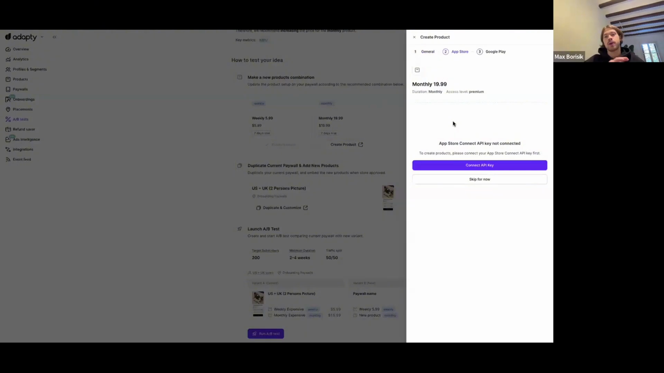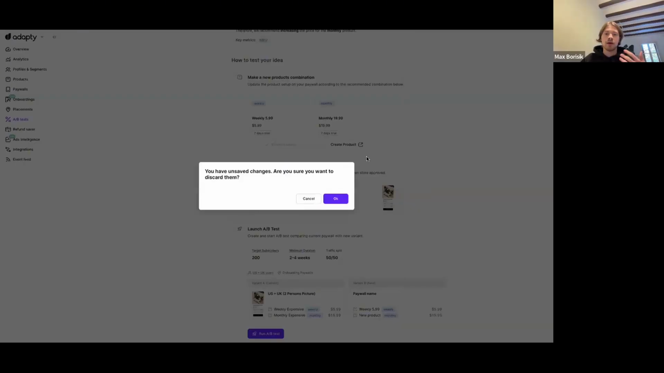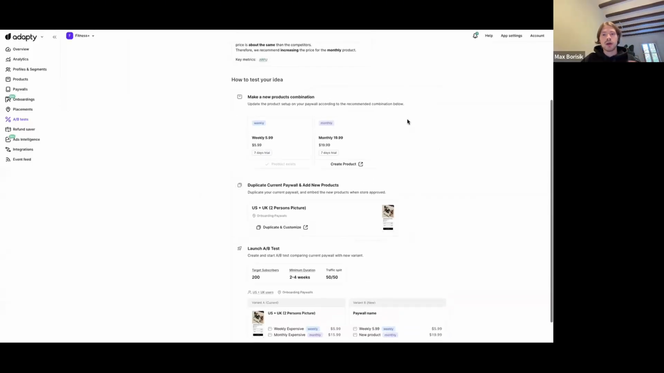So we've created a product in Adapty, and from here it can be automatically pushed to App Store Connect, and you can just pass the review, get this product created, and it can be used from here, and it will be automatically already added in Adapty. I think it's a super time-saving thing, and I really hope that it will help lots of apps make pricing experiments way faster.